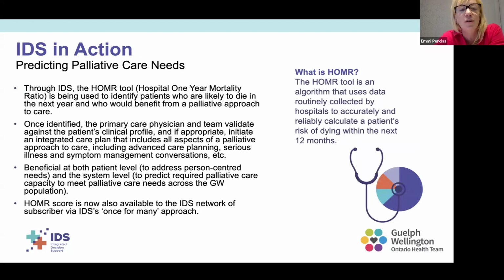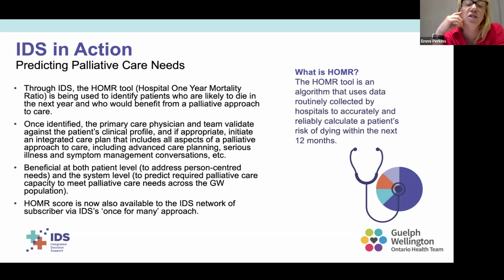It's another example of how we're using information that is contributed to IDS to be able to identify and then support those patients who are likely to die in the next year. So we've used a tool called the hospital one-year mortality ratio. IDS has implemented it in their system so that rather than each hospital or hospital partner having to implement it into their HIS system, IDS has done it once.